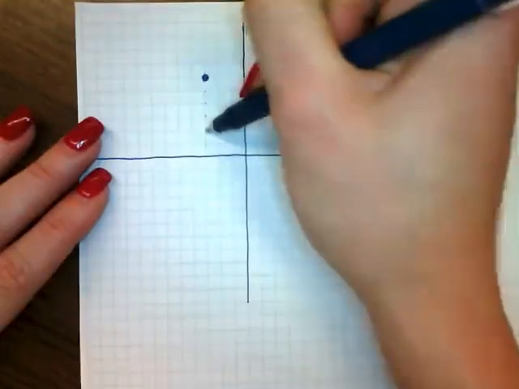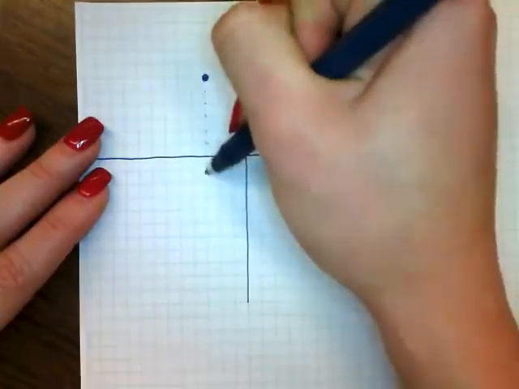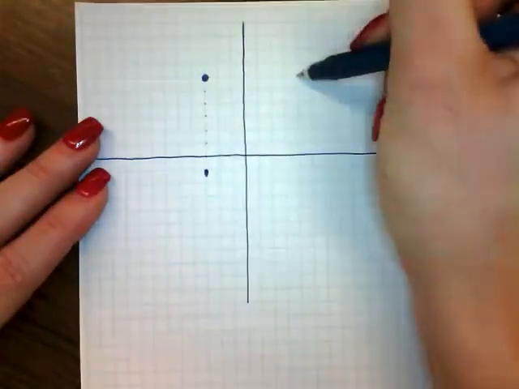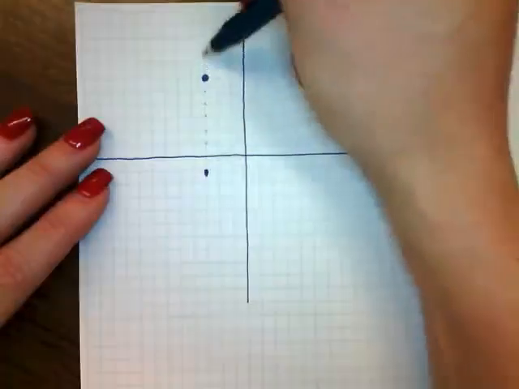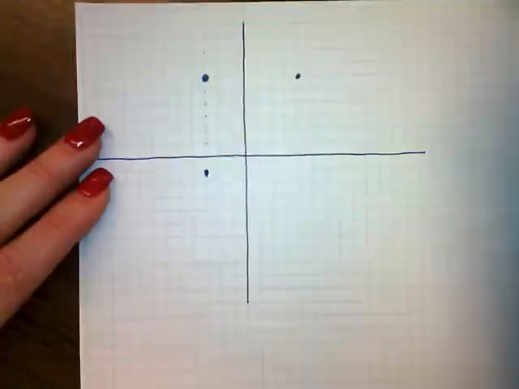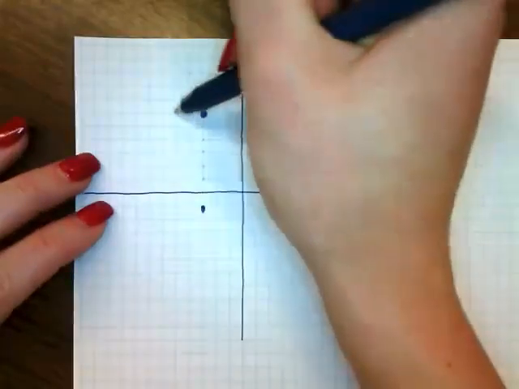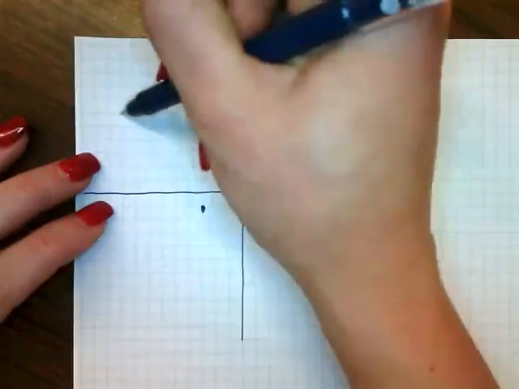1, 2, 3, 4, 5, 6, 7. Put a dot. 1, 2, 3, 4, 5, 6, 7. Dot. 1, 2, 3, 4, 5, 6. I'm a little short on the top, but that's okay. 1, 2, 3, 4, 5, 6, 7.